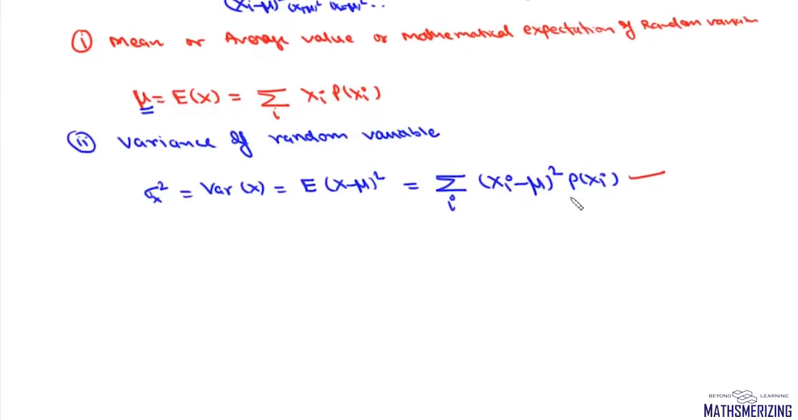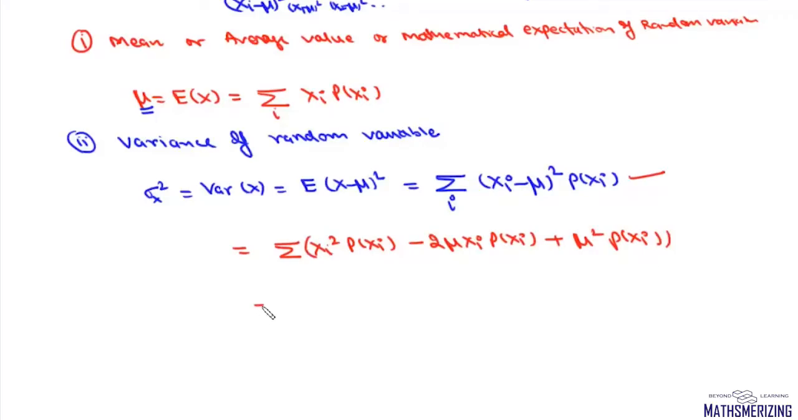Now if you want, we can simplify this expression. So we can write this as the summation of xi square into pxi minus 2 mu xi into pxi plus mu square into pxi. Now we can simplify this summation. We can write this as the summation over all i of xi square into pxi minus 2 mu summation xi into pxi, and plus mu square into the summation of pxi.